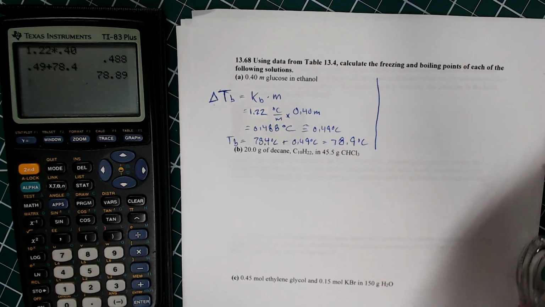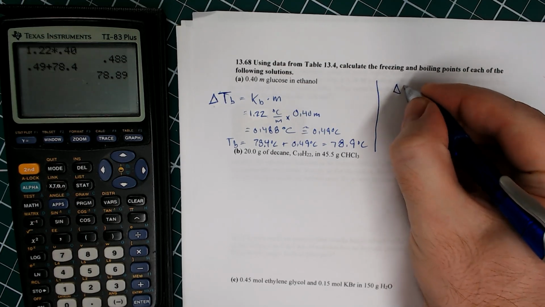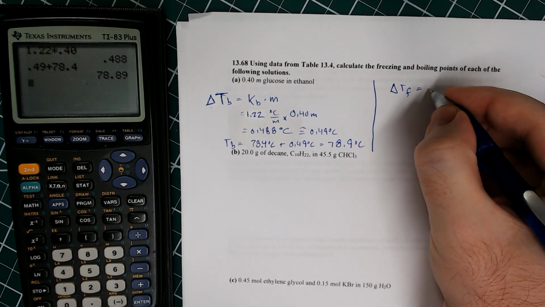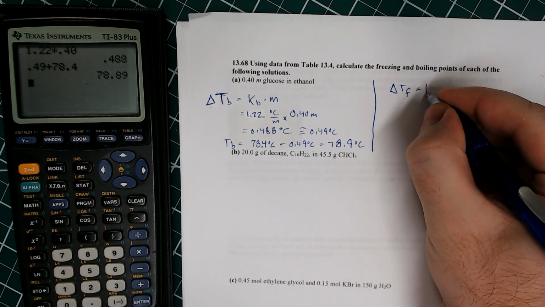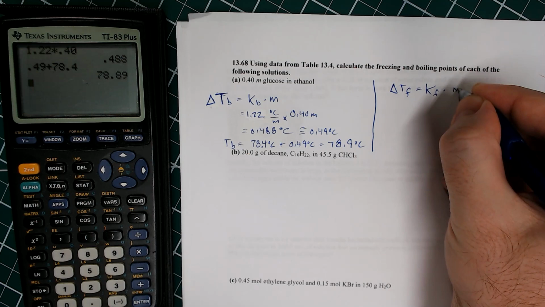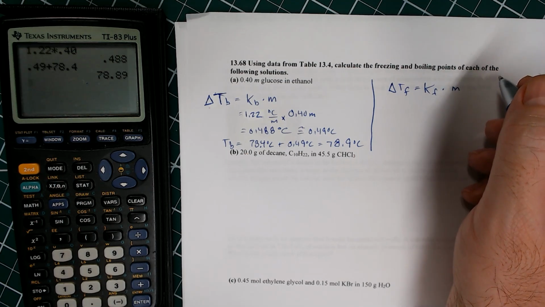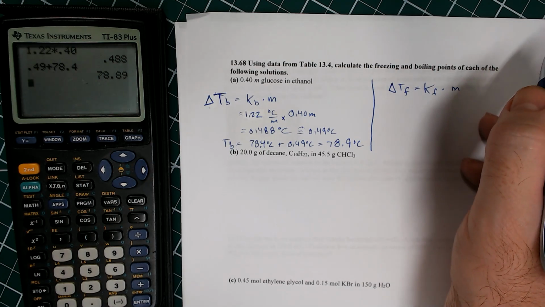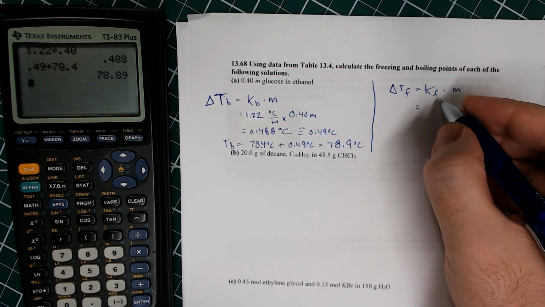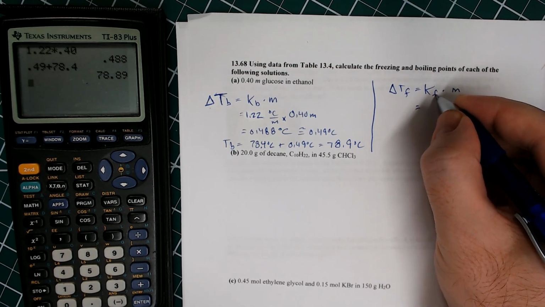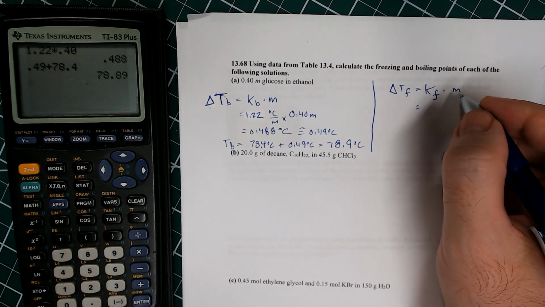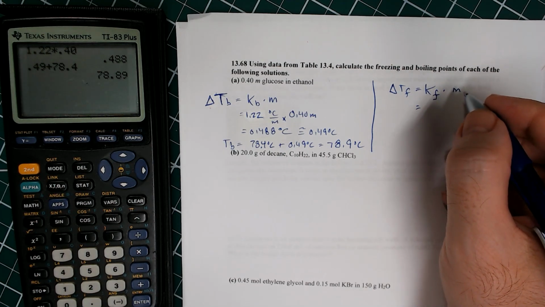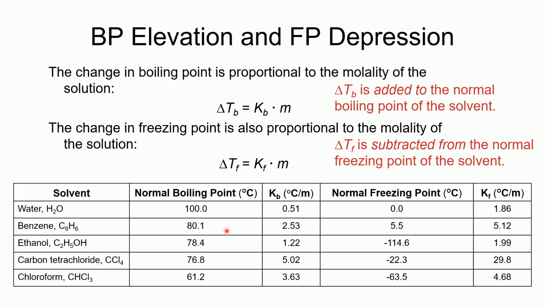All right, so next we've got delta TF. Delta TF is equal to KF times the molality. Our KF for ethanol, again, this is almost the same calculation, except we're going to have a different value for that KF. You'll see here the KF for ethanol is 1.99 degrees Celsius per molal. It's over here.